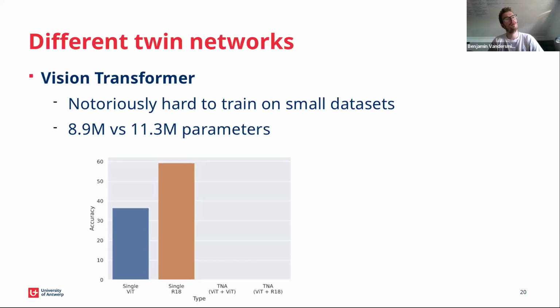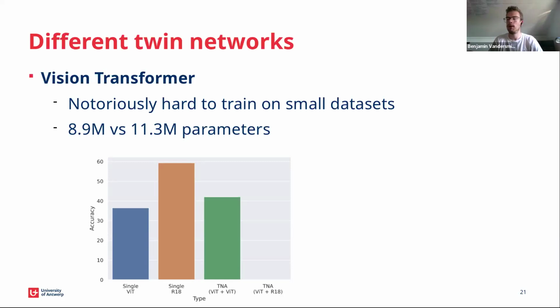Now, first, what we wanted to see is if we just use two vision transformers with Twin Network Augmentation, do our results differ significantly or not? And then we can see already an increase of, I would say, 4 or 5%, which is roughly similar to the increase that we saw for using two different ResNet 18 models. So this is roughly in line with our expectations.